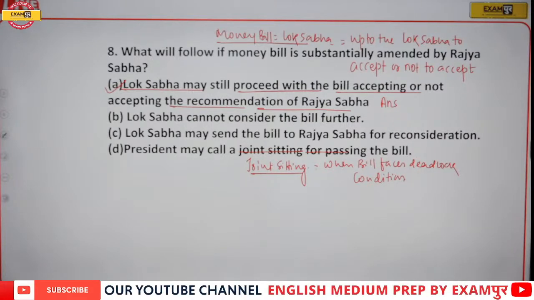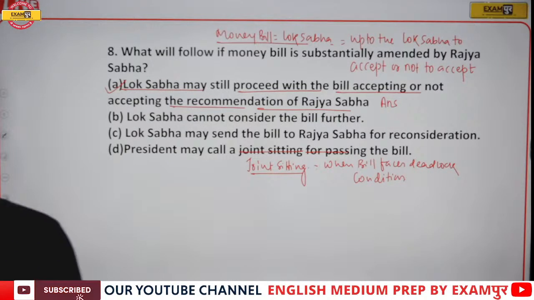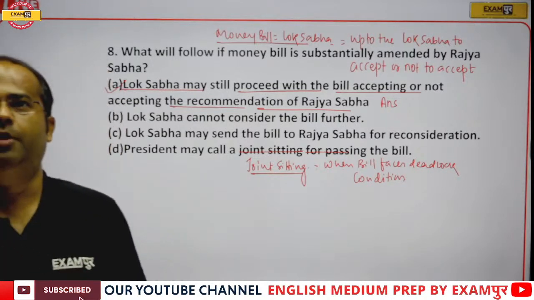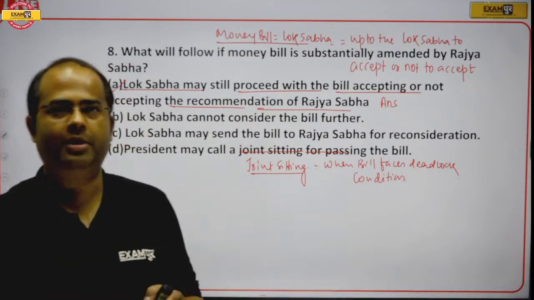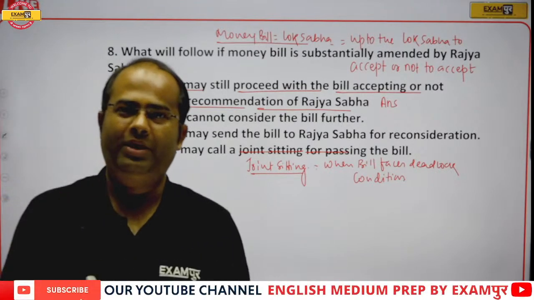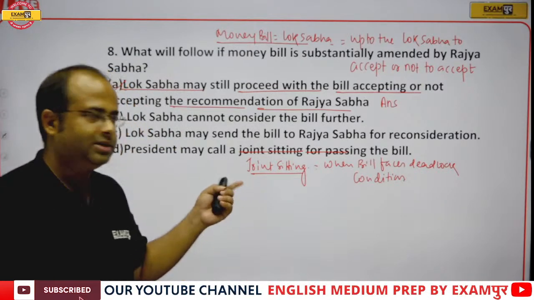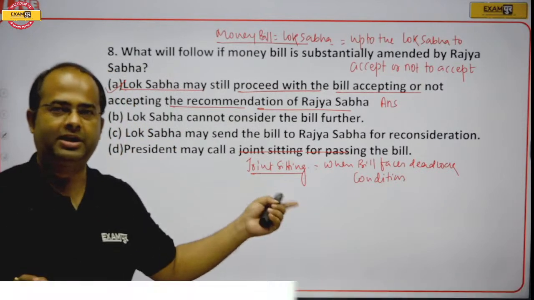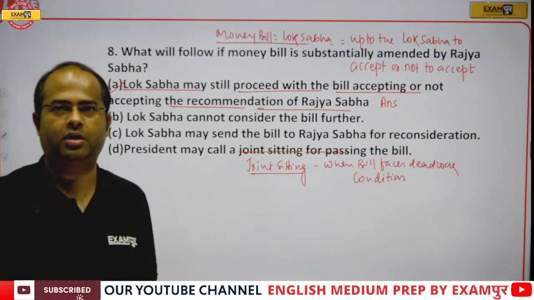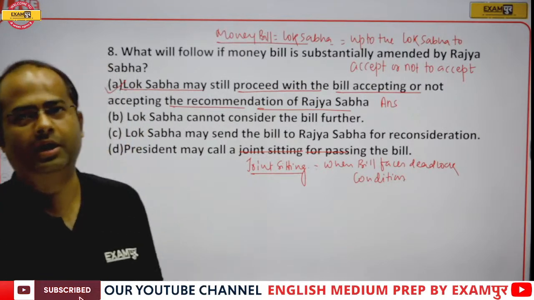So is it clear to all of you, guys? Then do let me know. Okay. So that will be the option A, guys, because that will totally depend upon Lok Sabha whether to accept or reject the recommendation. And joint sitting is not being called. Reason is this: joint sitting is always called when the bill faces a deadlock condition.